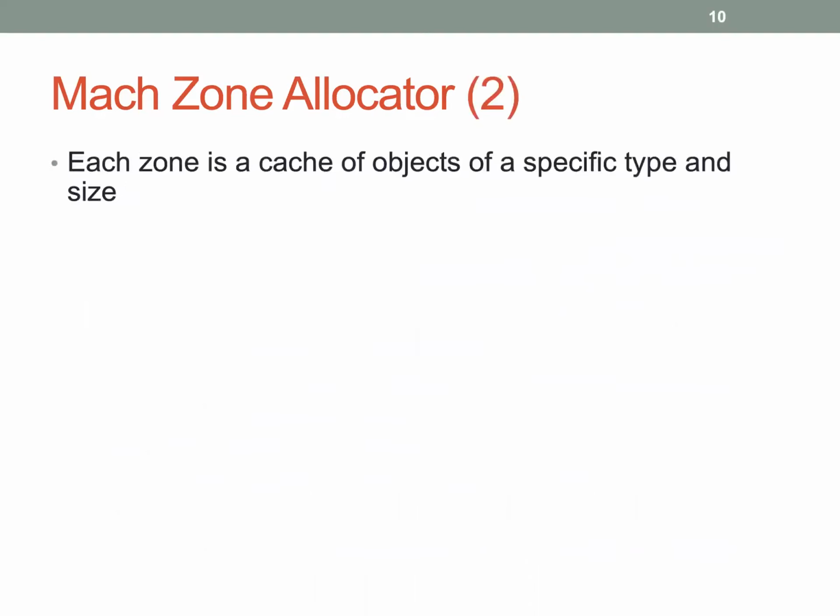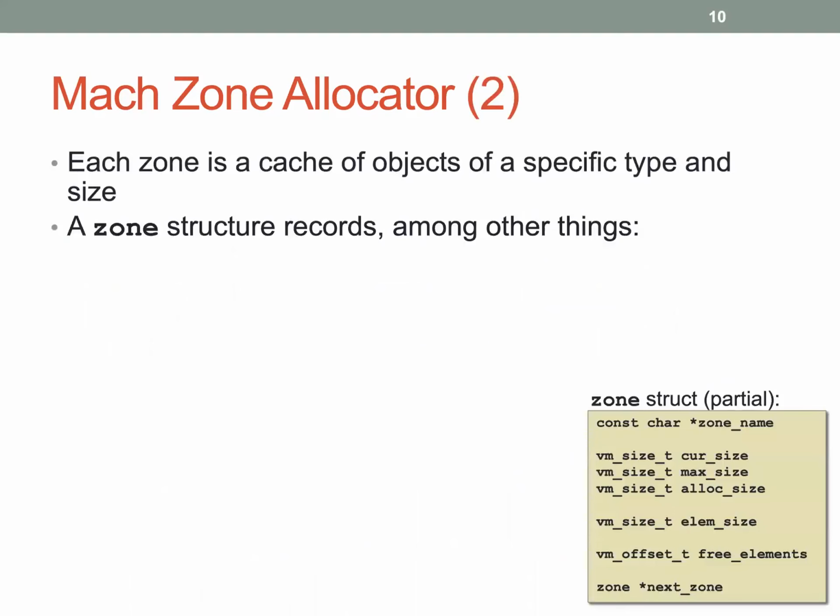Okay, each zone is a cache of objects of a specific type. So this is what I was saying before. Here's the zone struct, or at least a good chunk of it. You'll notice here that zones have names. The name is just a string representation of the type. So you might have semaphores, threads, and you'll even see things like buff16, buff64 if you want to get a 64-byte buffer or something like that.